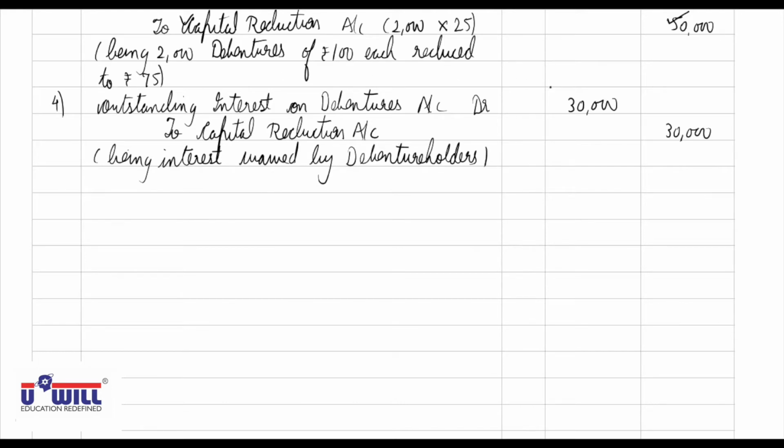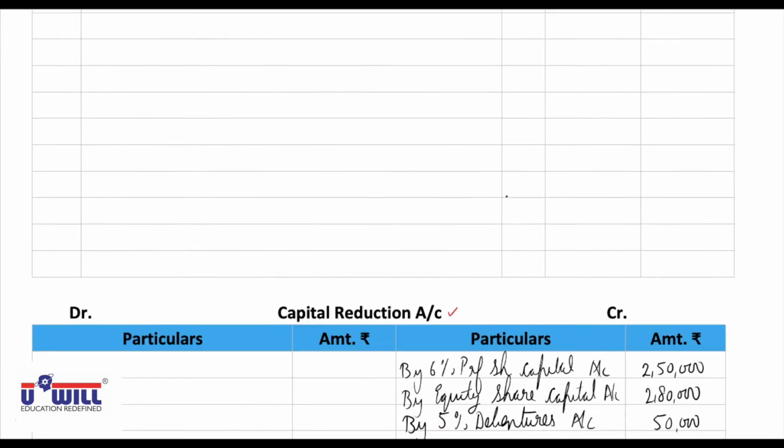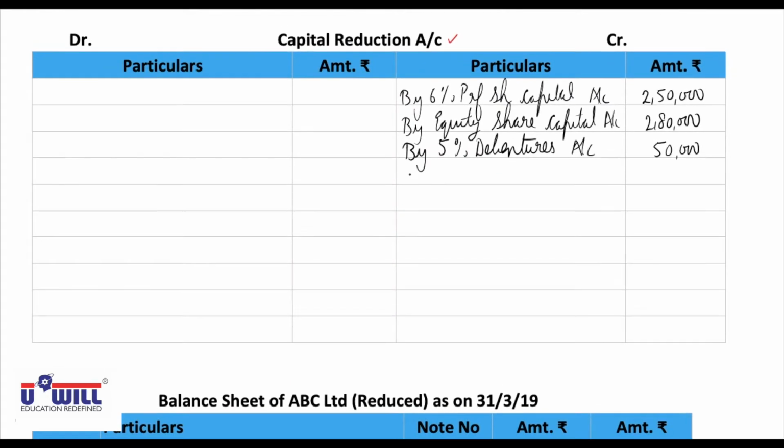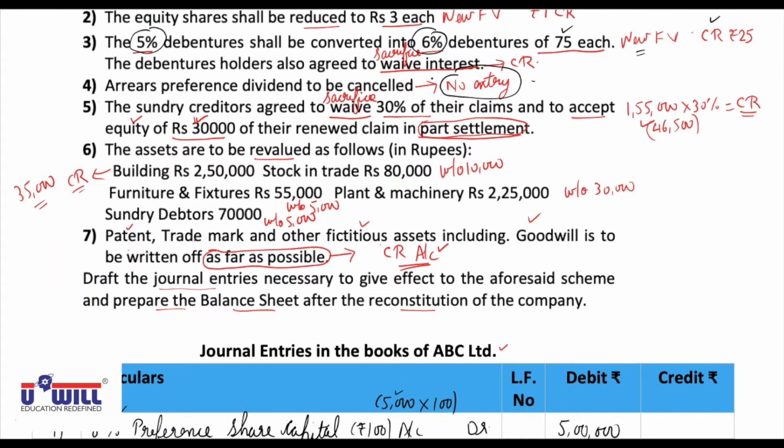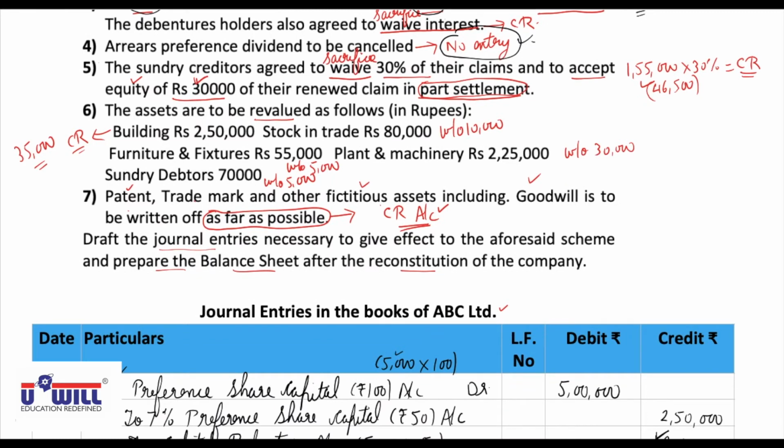Now again, to capital reduction account 30,000. So capital reduction credit side 30,000, opposite account by outstanding interest on debentures account. So capital reduction credit side by outstanding interest on debentures account 30,000. Now fourth adjustment, arrears of preference dividend is cancelled, will have no entry. We have to pass the entry if they are paid.